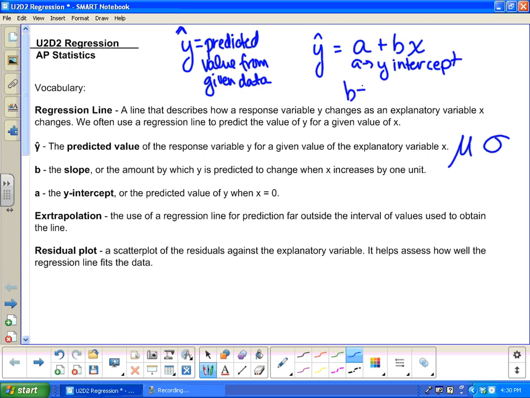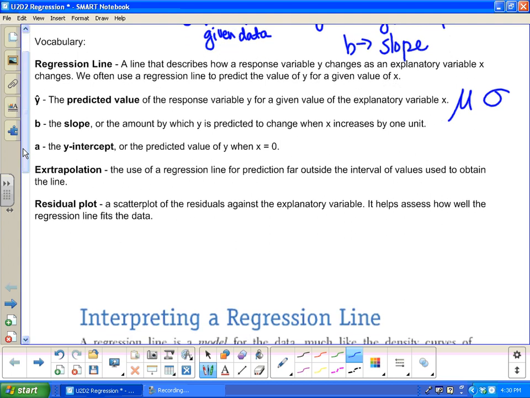And then B is your slope. Slope is always going to be the number in front of your x. It's always the constant in front of that x value. Here, I give you a little more information about y hat, b, and a. We are going to have to interpret these. So these definitions right here that you have, especially for slope and y-intercept, are going to be what you use to interpret. But of course, remember that when you interpret something, you always have to put context in with it.